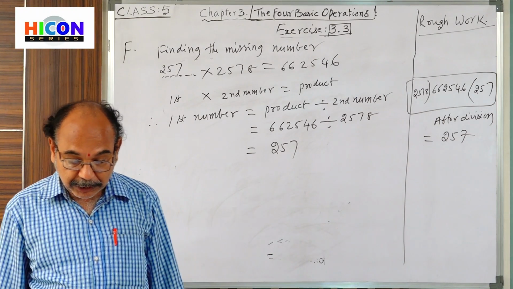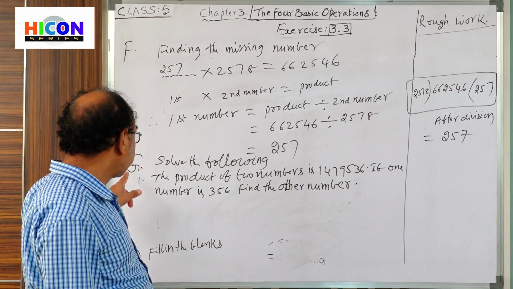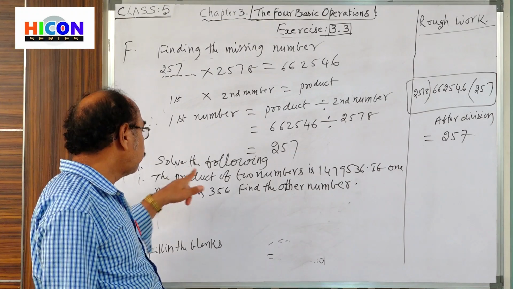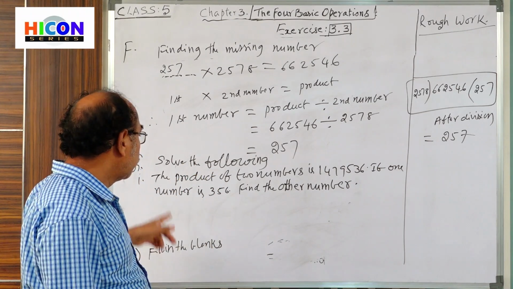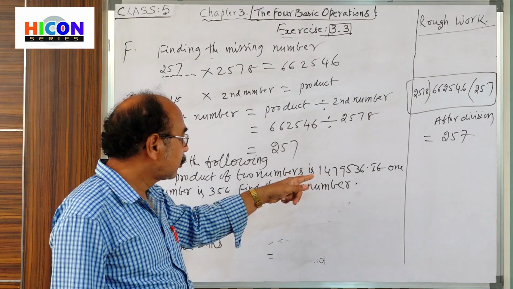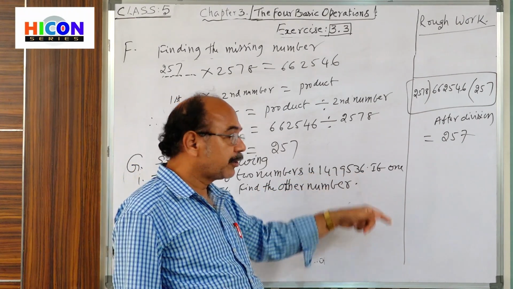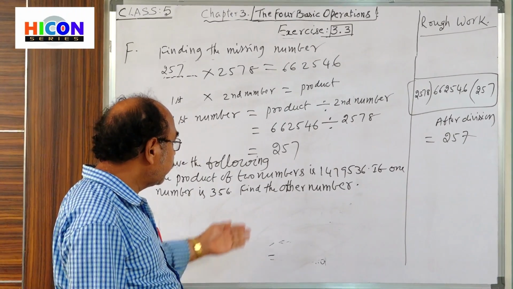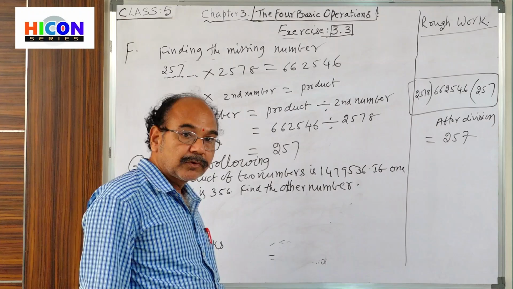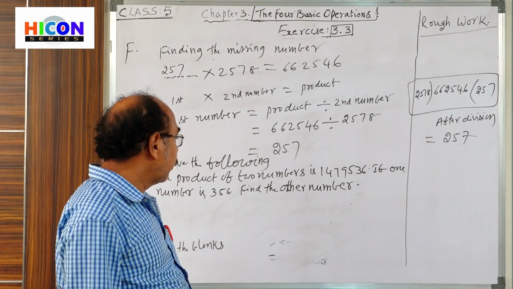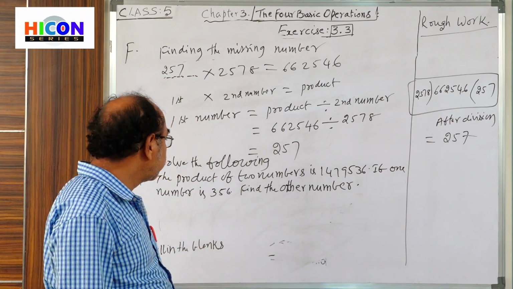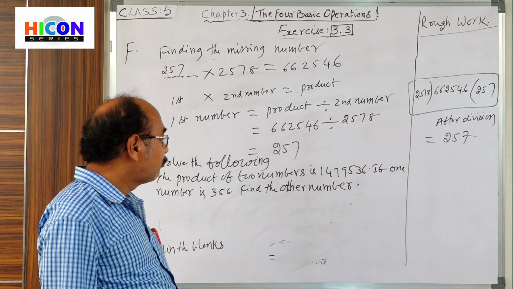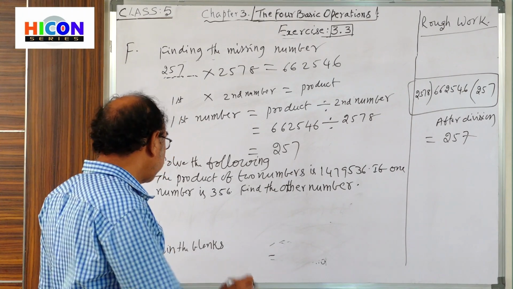Now we can go to some more working sums. Here, under section G, there are 3 sums. See the first question. Solve the following. The product of two numbers is 1479536. If one number is 356, find the other number. How can you find the other number? One number is given, find the other number. The other number is equal to the product of the two numbers divided by the first number.